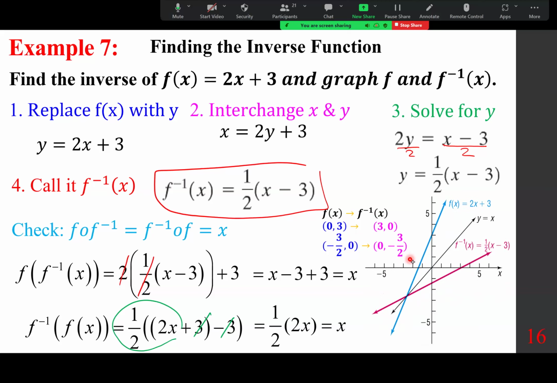This is f of x. The blue one is f of x, 2x plus 3. The red one is f inverse, 1/2 of x minus 3. And of course, they are symmetric with respect to the line y equals x. And because they do intersect, they have to intersect somewhere on the line y equals x.